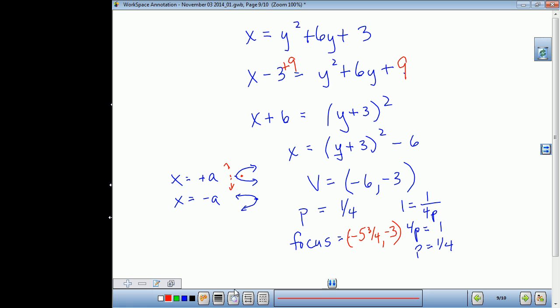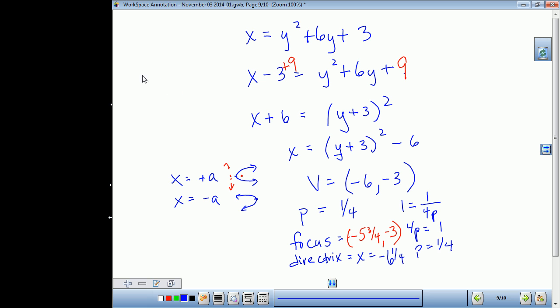And the directrix, it's a vertical line, so it's going to be x equals. We're going to subtract that 1/4, so it's -6 1/4. We're subtracting the 1/4 from the x. And we could graph this by plotting our vertex, we would also plot the focus and directrix because we're in the conic section. We're going to label all our important conic parts. And then we can just do normal moves.